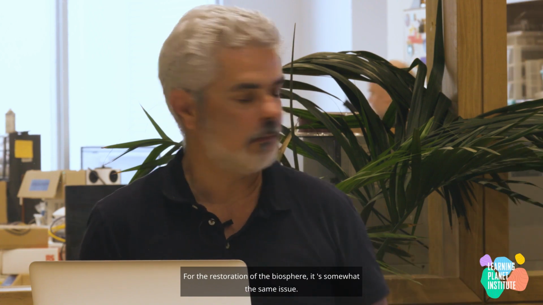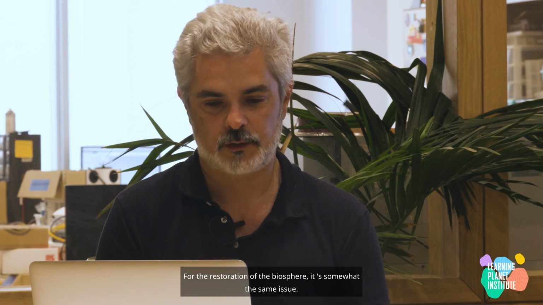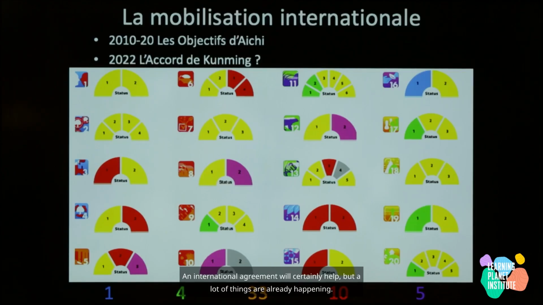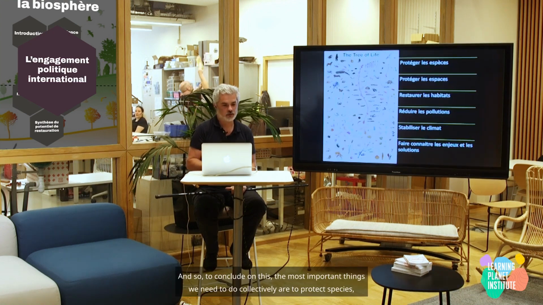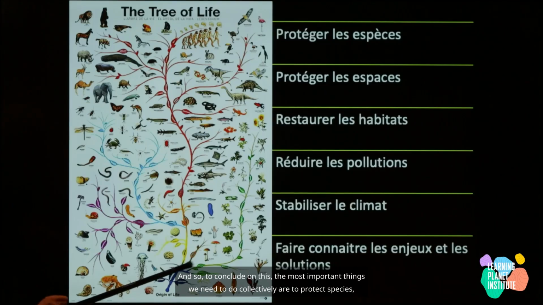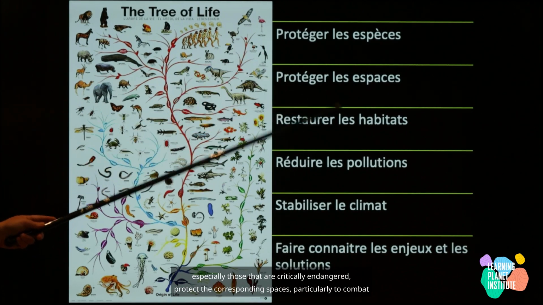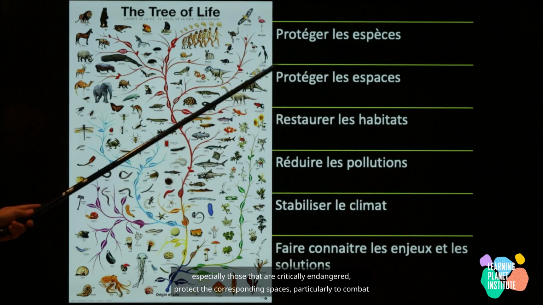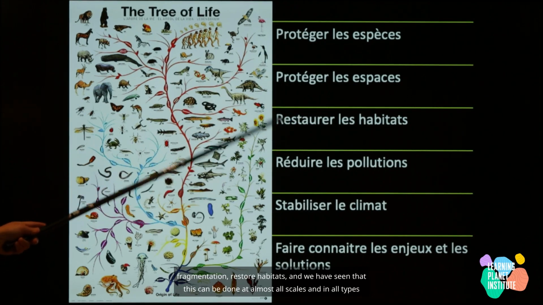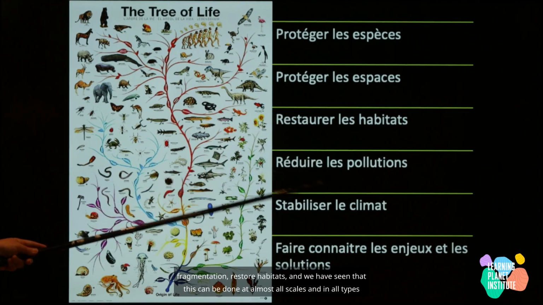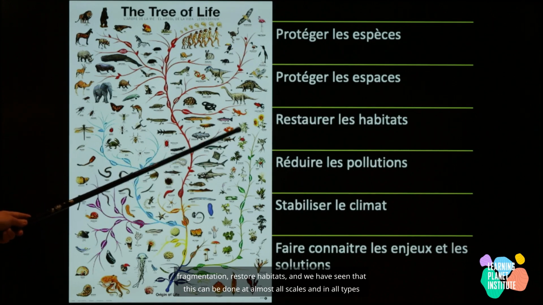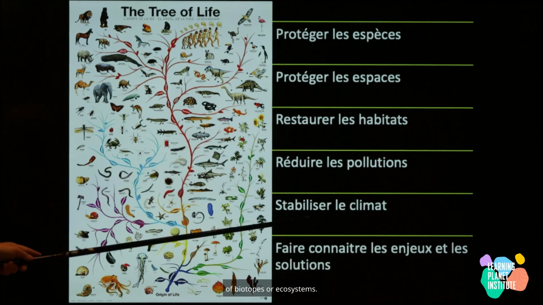For the restoration of the biosphere, it's somewhat the same issue. An international agreement will certainly help, but a lot of things are already happening. And so to conclude on this, the most important things we need to do collectively are to protect species, especially those that are critically endangered, protect the corresponding spaces, particularly to combat fragmentation, restore habitats, and we have seen that this can be done at almost all scales and in all types of biotopes or ecosystems.